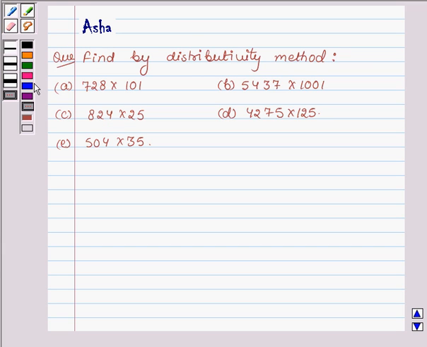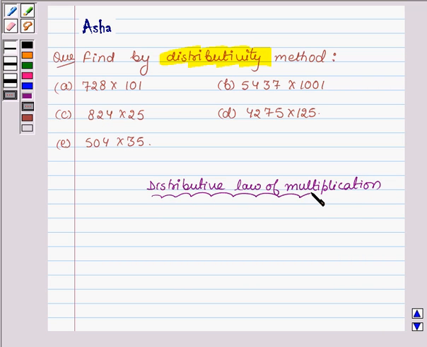I'm Asha and I'm going to help you solve this question of your NCERT textbook, which says find by distributivity method the product of the following given numbers. So first let us learn the distributive law of multiplication over addition, which says if A, B and C are three whole numbers, then the product of A with B plus C is equal to A into B plus A into C.